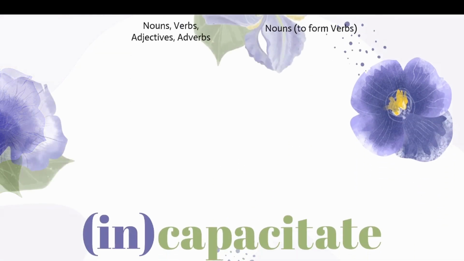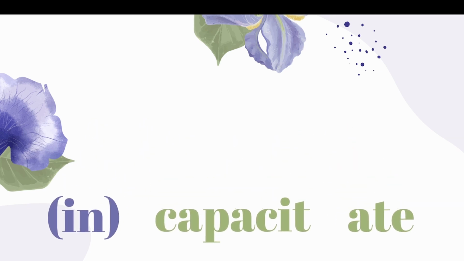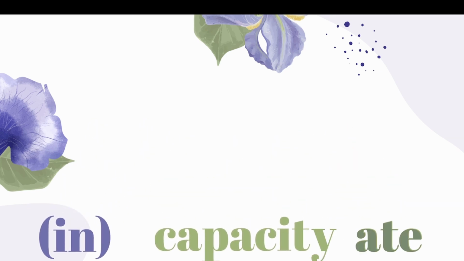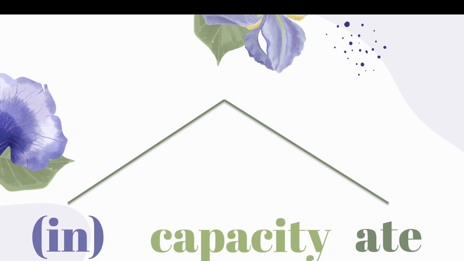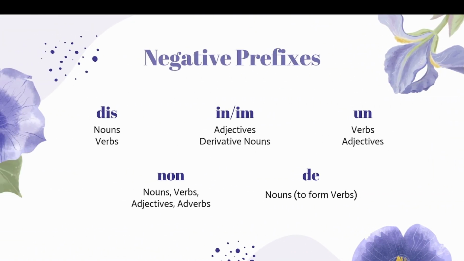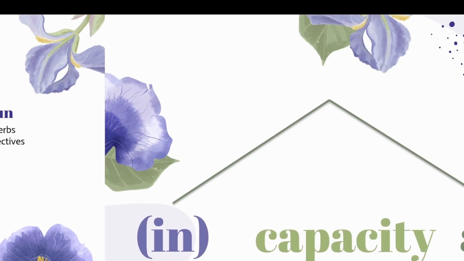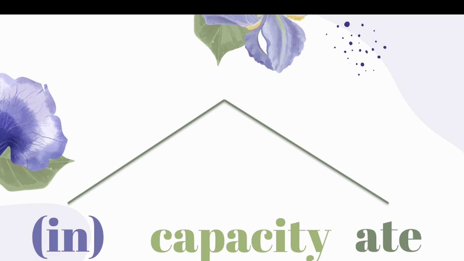Let's look at incapacitate. If you separate it out into its different etymons, you have the prefix in, the suffix ate, and the root etymon capacity. Now, if we go back to our list of negative prefixes, we can see that in only attaches to adjectives and derivative nouns. If we go back to incapacitate, ate is a suffix that turns nouns into verbs. Therefore, capacitate would be a verb, and in cannot attach to it.